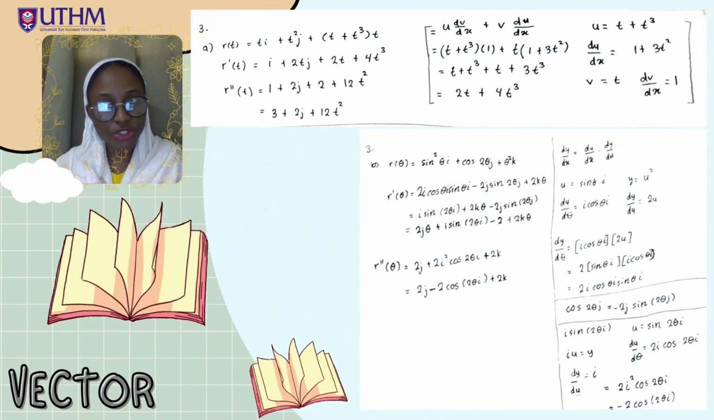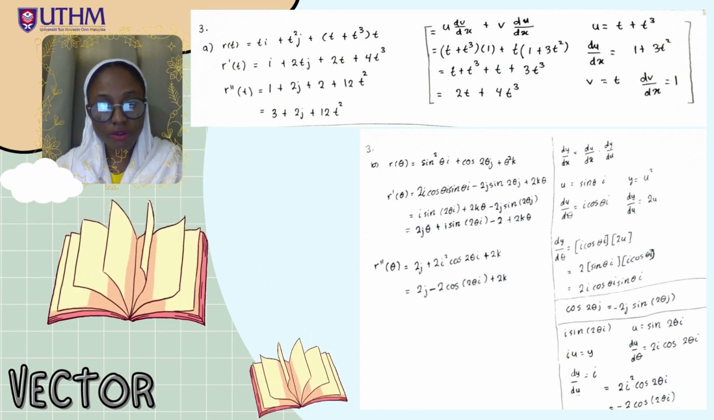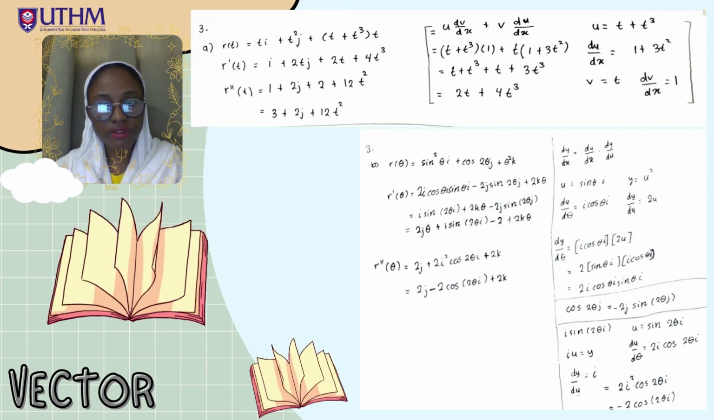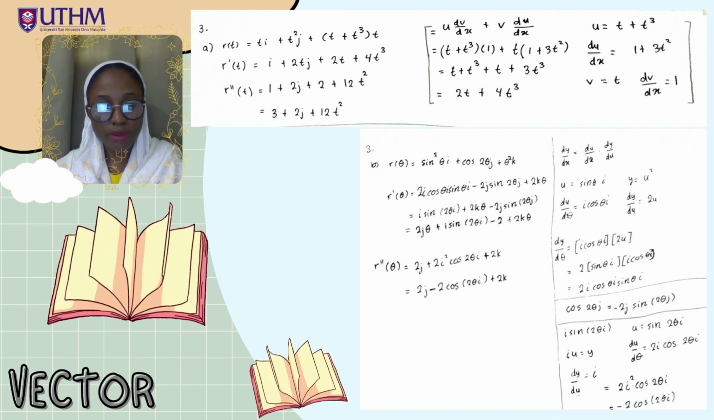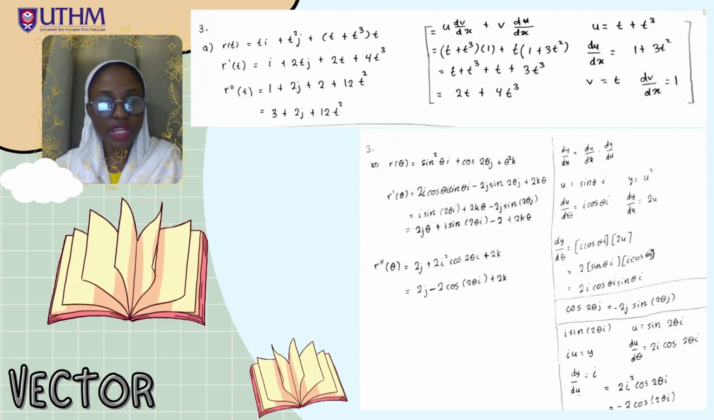As for question number 3, we are actually asked to find the first differentiation of the vector valued function and also the second differentiation of the vector valued function. In question number 3, we only have two questions, A and B. Starting from question A, r(t) equals ti plus t squared j plus t cubed in a bracket with k outside.